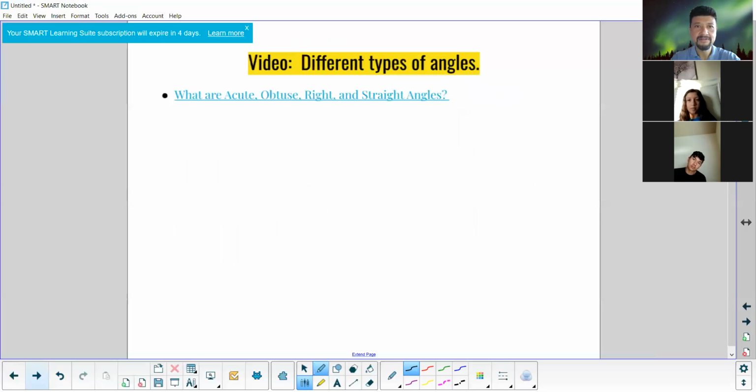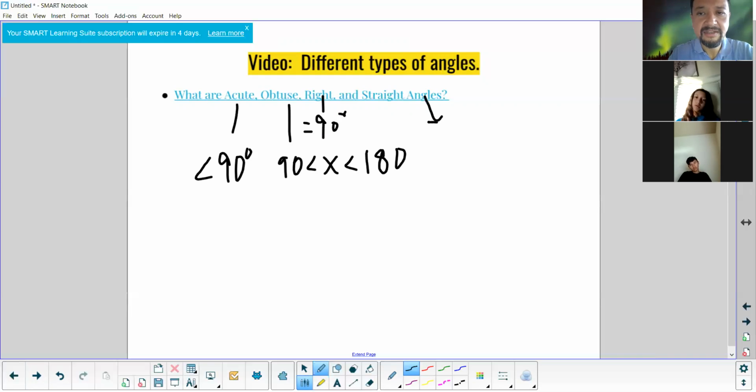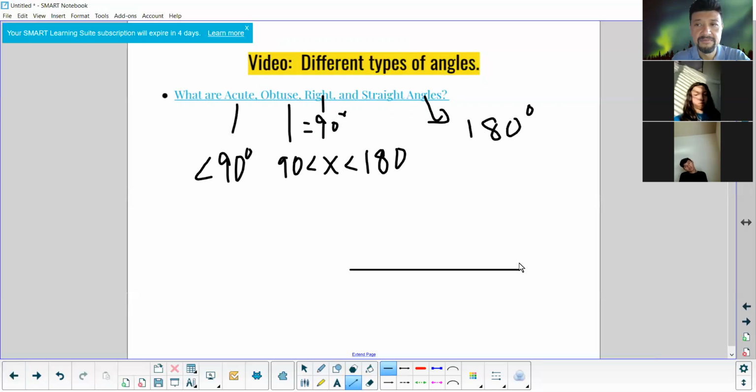Good. All right, now let's go ahead and talk about, Celeste, you see how this one talks about the different types of angles? Okay, so I come to realize that most of you know what is acute, which means less than 90, right? Obtuse, which means between 90 and 180. And right, which is exactly 90 degrees. But the one that sometimes I see people do not understand is the straight angle. Straight angle is 180 degrees, and that's because you have a straight line, right?